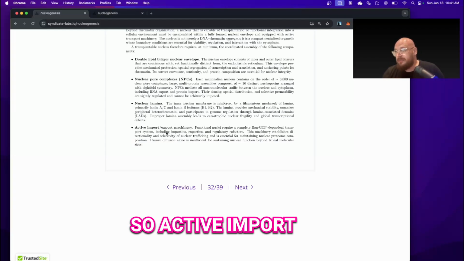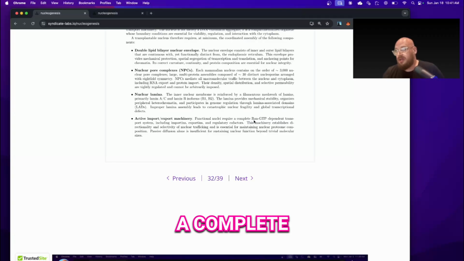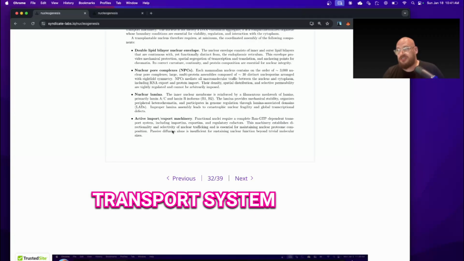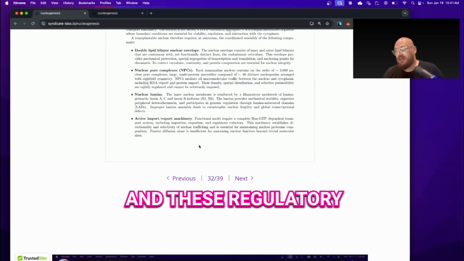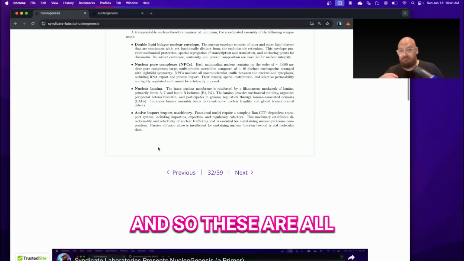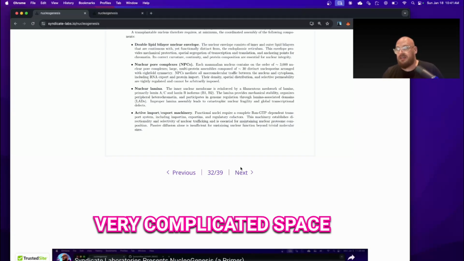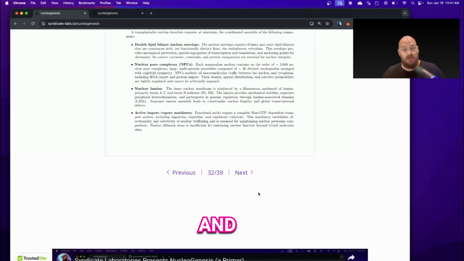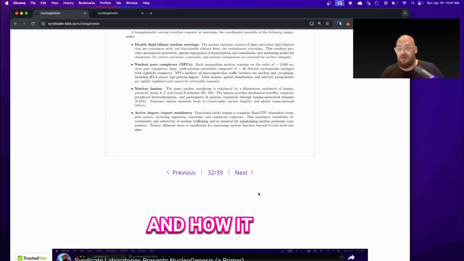Next, active import and export machinery. Functional nuclei require a complete GTP-dependent transport system, including importins, exportins, and regulatory cofactors. The nucleus of a cell is a very, very complicated space with a lot going on. Collectively, we don't yet understand what everything does and how it works, including myself. I learn something new all the time.